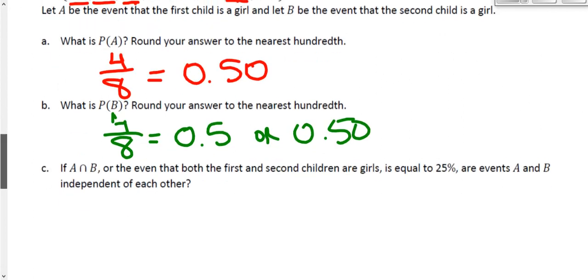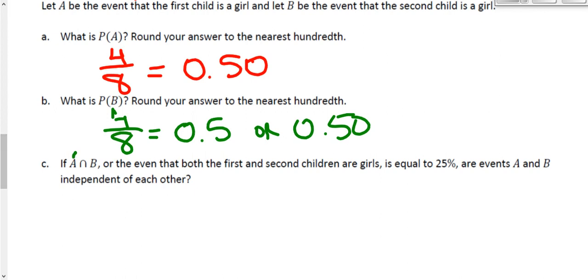And up next, if A and B, the event that both the first and second children are girls, is 25%, are these events independent of each other? So A and B, that's two separate things happening, having a first child and having a second child. We should multiply these probabilities together.